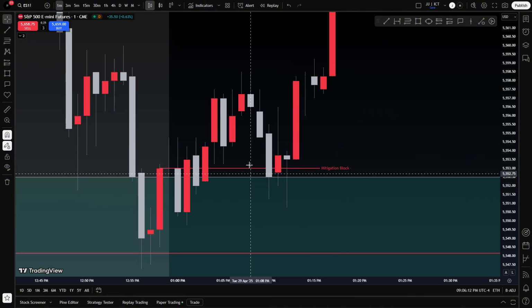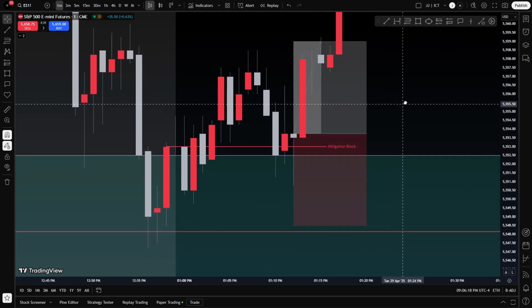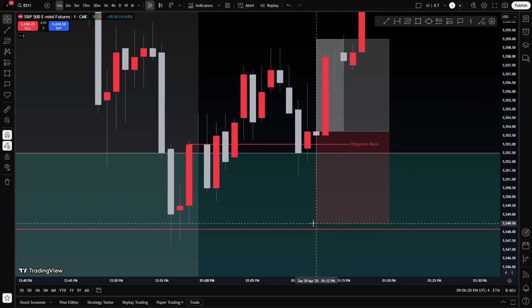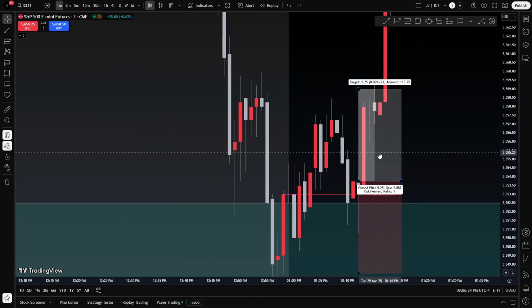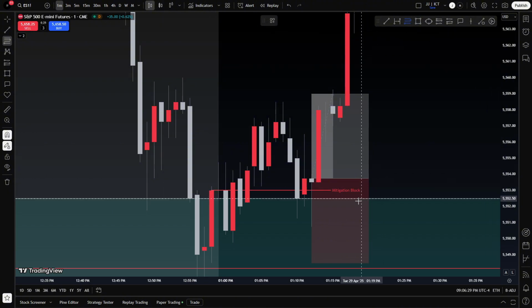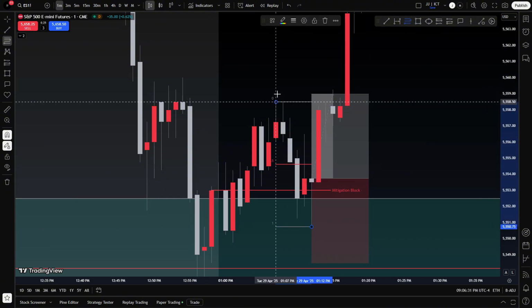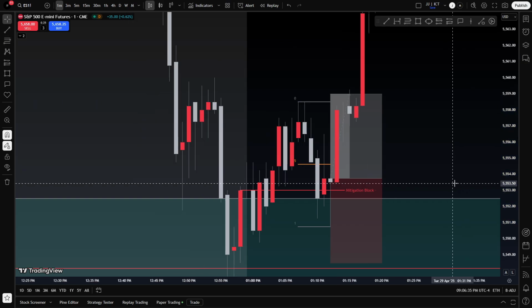But the mitigation block is our entry. Let's say we got in as soon as we started coming back above the mitigation block. We can set our stop below the candle low, which I think is basically already at it. Yeah, it basically is already at it. And then what we do is we do a standard deviation, like so. 1, 2. Bam. Look at that.